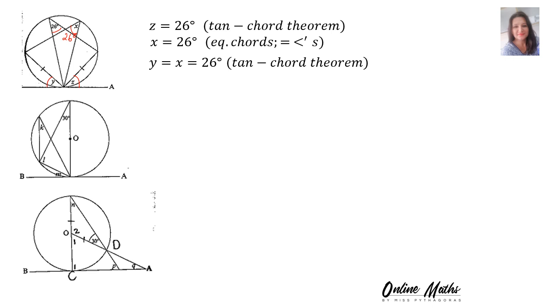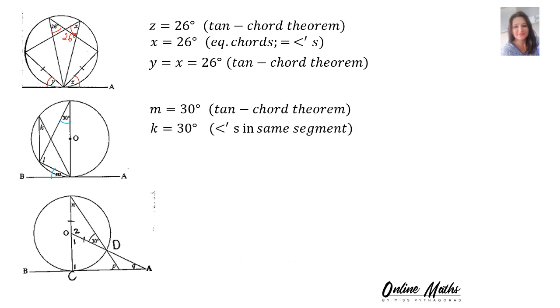Then on the next sum, we find M is equal to 30 degrees. There's M, and your reason is the tan chord theorem. K will also be 30 degrees, and that is angles in same segment. So K is 30, and it's that other 30-degree angle. That's the angle in the same segment. And angle L will be 90 degrees, and your reason is it's angle in semicircle, since that line there at O is a diameter.